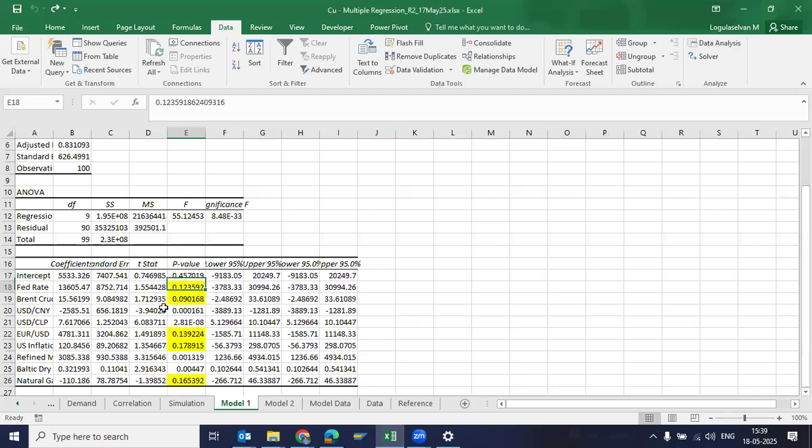So here you find the p-value in certain cases, which is above 0.05. This also I have explained in the old video. Please look into the old video to understand better.